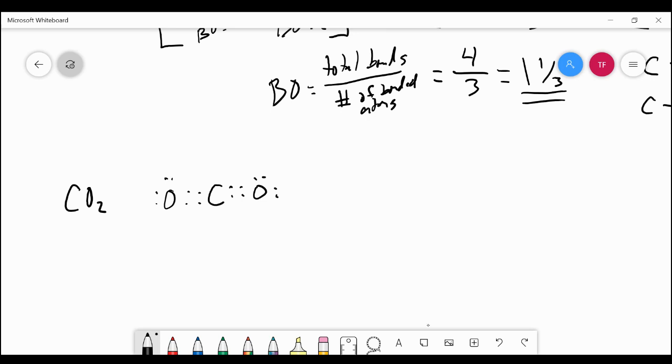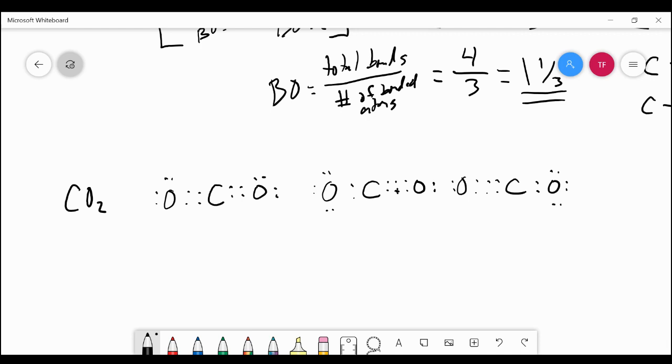But another structure is this. This is a valid structure too, according to the Lewis dot structure rules. Everybody has an octet and there's the right number of valence electrons. And then why would this oxygen have a triple bond and this one only have a single bond? So there's actually another structure that looks like this. So there's 3 different structures for carbon dioxide.